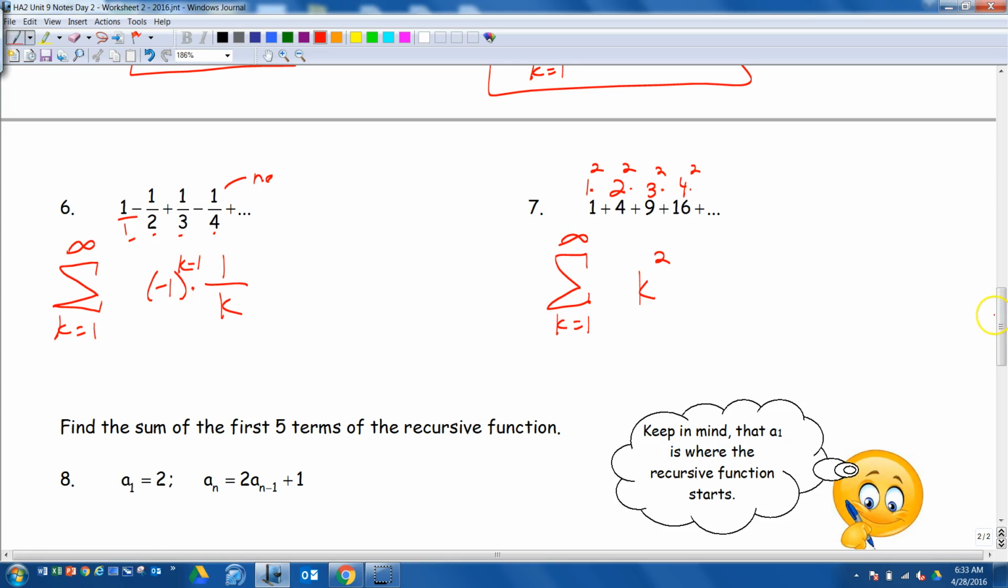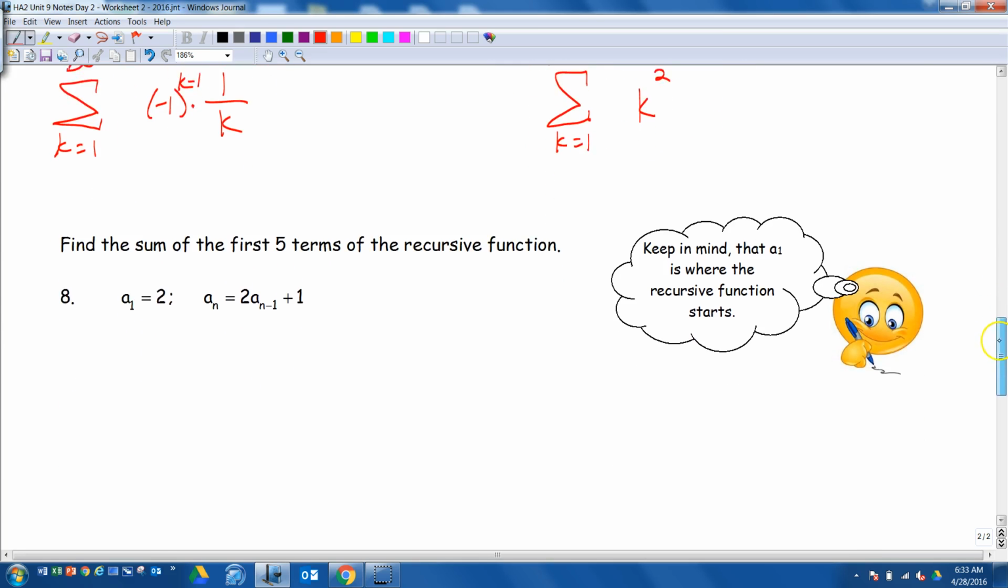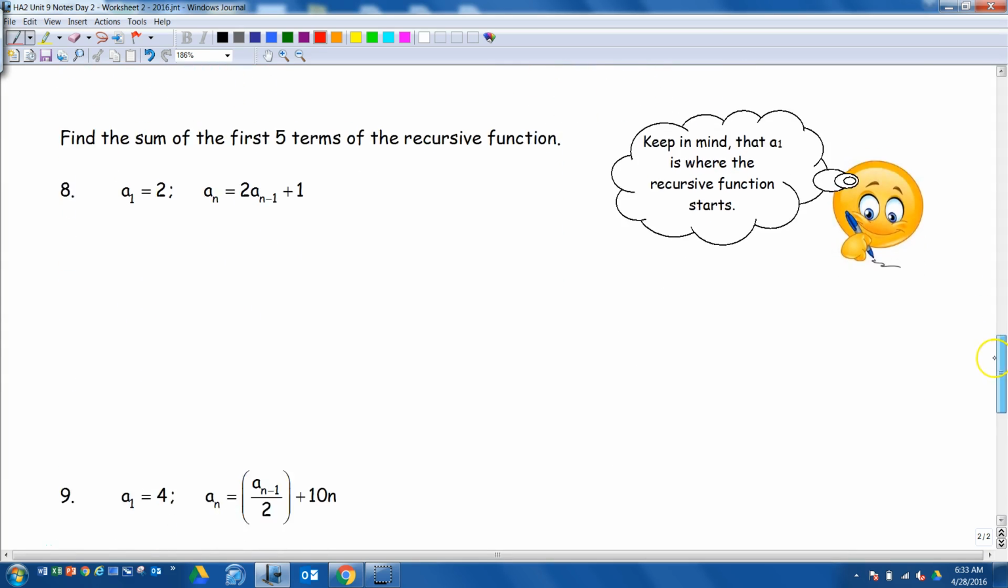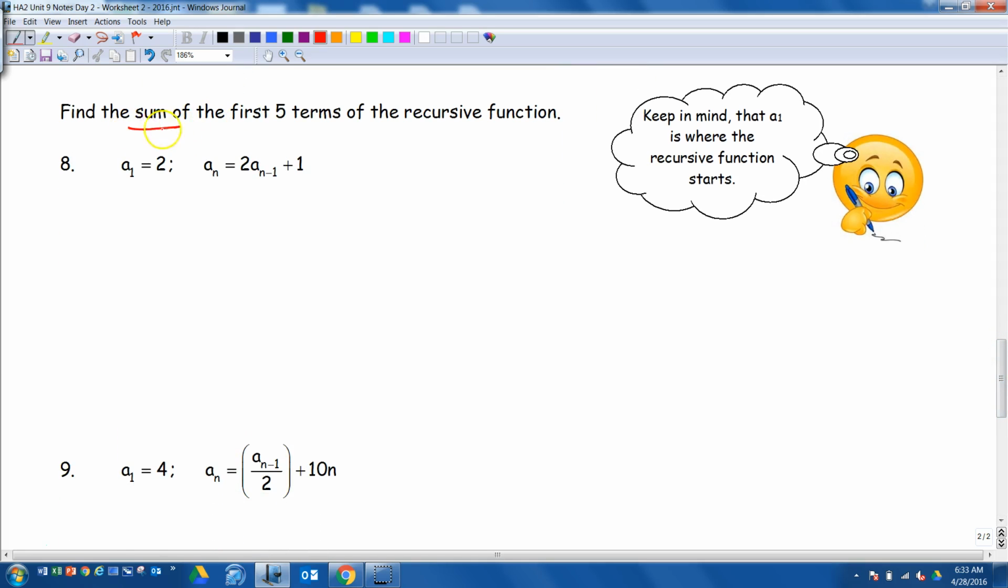Okay, these next two are kind of like what we did with recursive. It tells you where to start and how to do them. But I want the sum now of the first 5 terms. So first I'm going to find the first 5 terms. There's the first term. The second term is equal to 2 times, remember what this means, this means the previous term. So the previous term was 2, plus 1. So we get 4 plus 1 is 5.